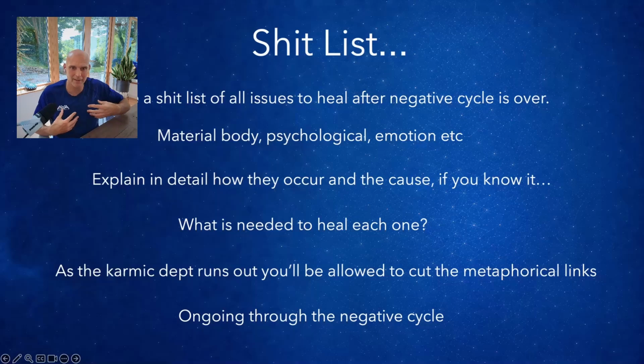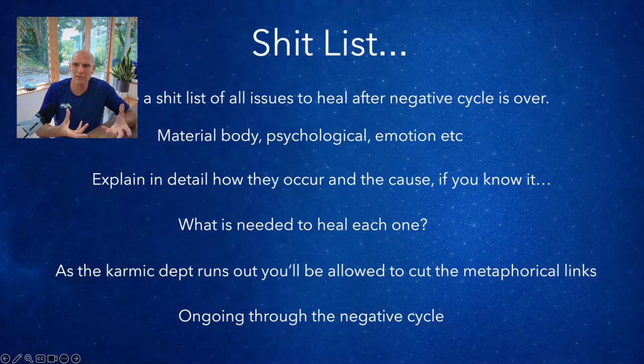This could be anything psychological, thought, or this could be emotional, how you're feeling. It could be anything at all. And everybody's shit list is going to be completely different. But you need to understand everything, first of all, by writing it down. So you explain in your list in detail how these things are happening in you, how they occur and what the cause is, if you know what the cause is. And if you know how it could be healed, then write that down as well.